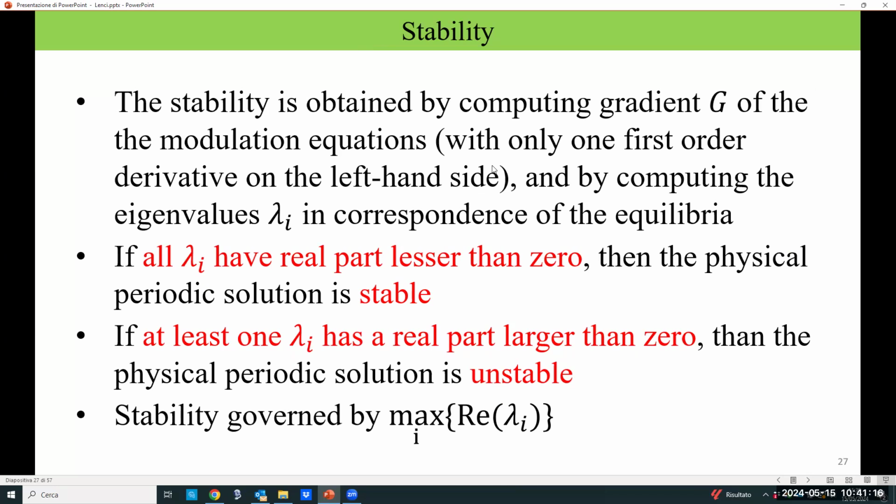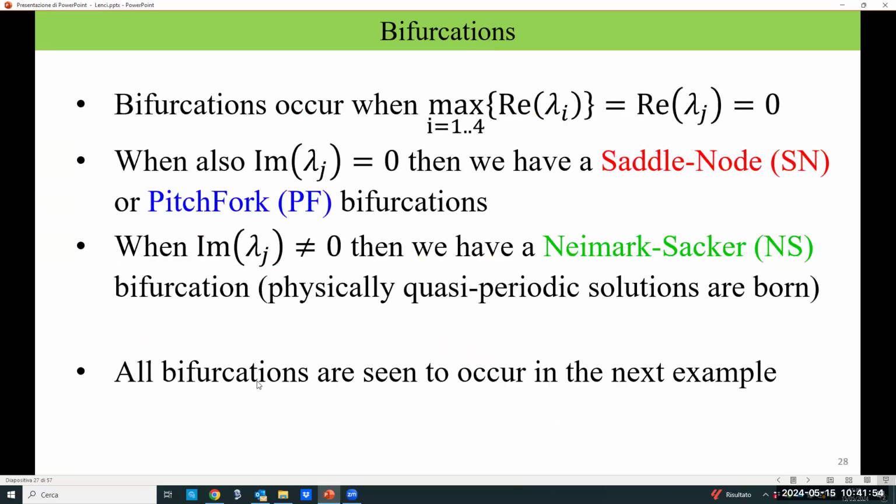So, before finding this, let us discuss also the stability. The stability is addressed by computing the gradient of the modulation equation, computing the eigenvalues. If all the eigenvalues have real part lesser than 0, the physical periodic solution is stable. If at least one eigenvalue has a real part larger than 0, the physical periodic solution is unstable. This is again quite standard. This is, let's say, undergraduate level, so nothing new for you, but just to remind that we will use the real part of the eigenvalues to determine stability.